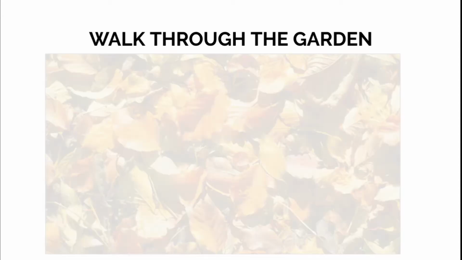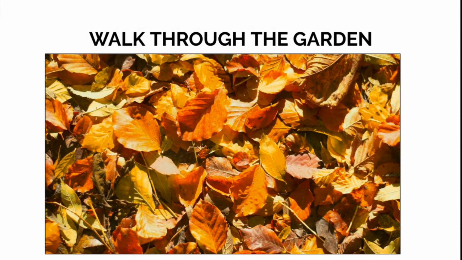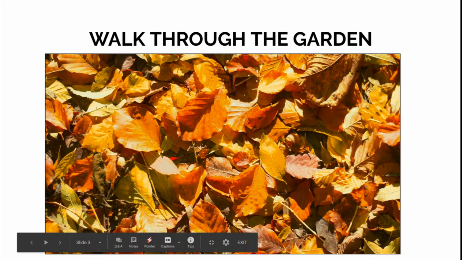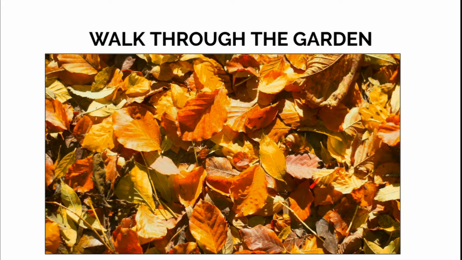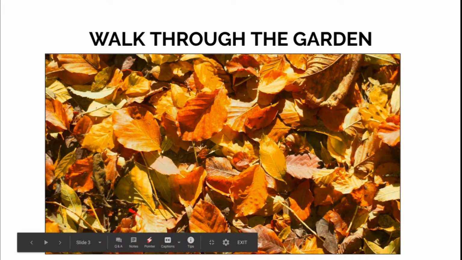Now as you walk through the garden, you observe some leaves on the ground. Suddenly a thought comes to your mind that in the last lecture we studied that plants take in carbon dioxide through the stomata present on their leaves. So you're curious and want to see where the stomata are on the leaf. You pick up one leaf and try to see the stomata.